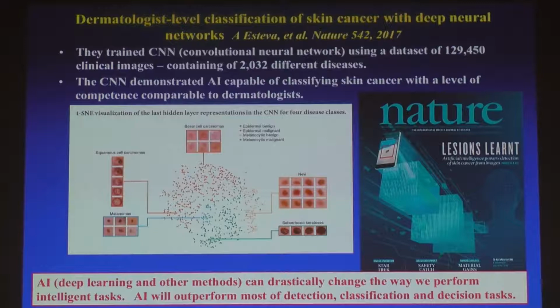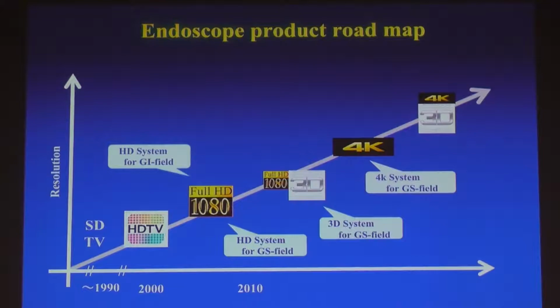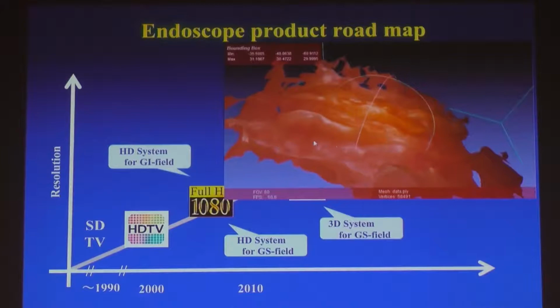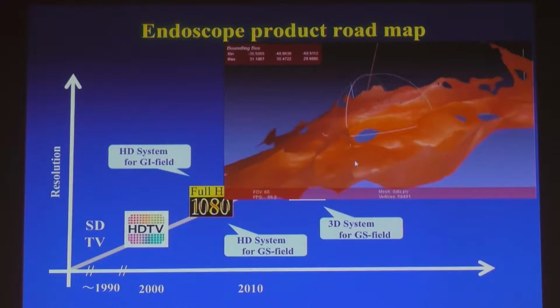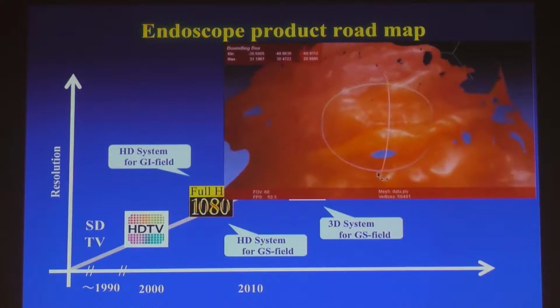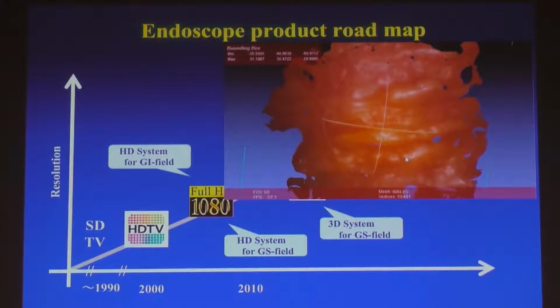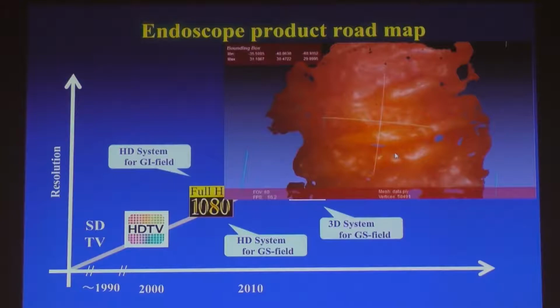By the way, I will change my topic. This is the 3D system endoscope product roadmap. The 3D system is expected to be useful especially for GI procedures, as it is for surgeons. Ability to insert safely and effectively, especially for colon, improvement of detection rates of flat lesions, improvement of accuracy at qualitative diagnosis by grasping the 3D shape of a lesion.